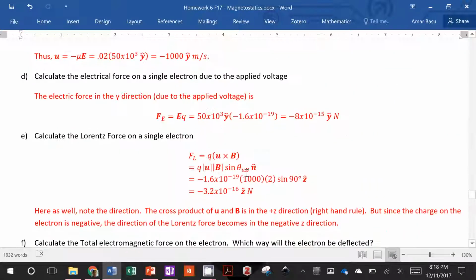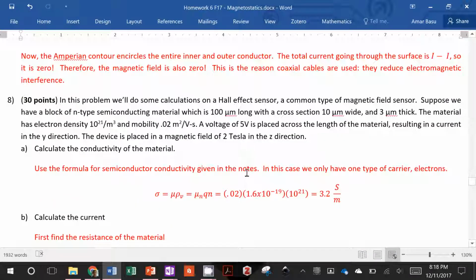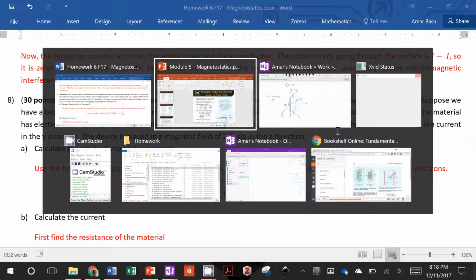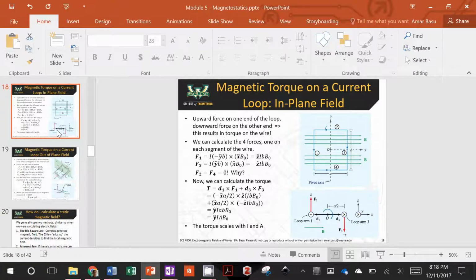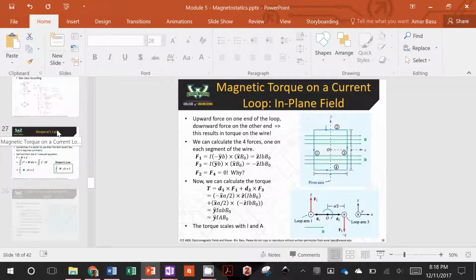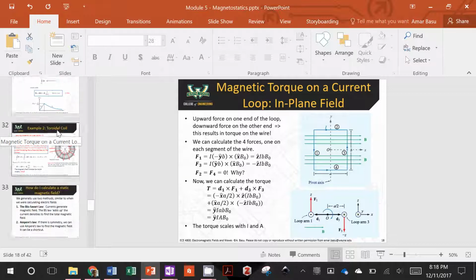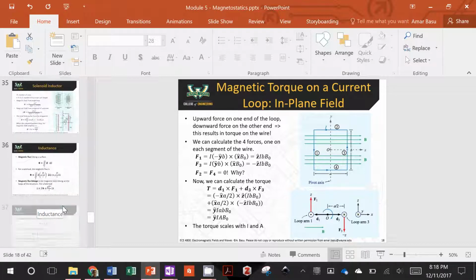Where's the voltage applied? In this problem, what you're doing is generating a current in a semiconductor material. We'll talk about Hall effect sensors. Actually, maybe we should talk about it now. Why don't we just talk about the Hall effect sensors now and then we'll come to this? I think that'll be a good segue. All right, so maybe we won't end up talking about inductance today. Let's just talk about the Hall effect sensors.